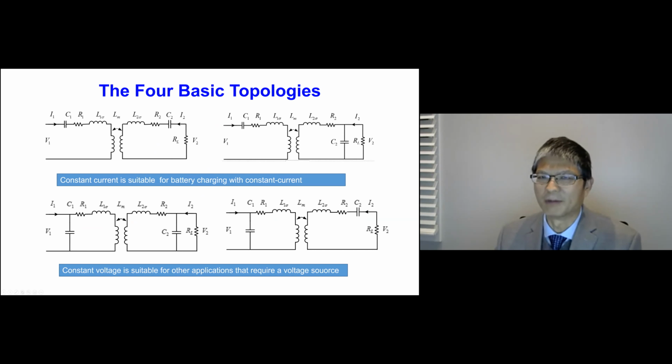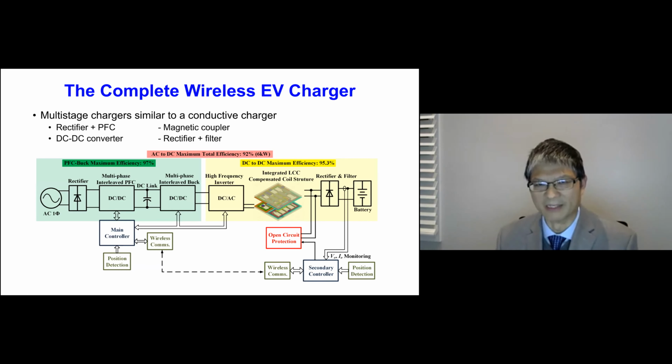Now, we could also have a parallel connection. If you see on the top right corner, L2 sigma is in parallel with C2, which means this is a series-parallel connection, with parallel on the secondary but series connection on the primary. And at the bottom left, you see a parallel and a parallel, and at the bottom right, you have parallel on the primary and a series on the secondary. So you have different circuit combinations.